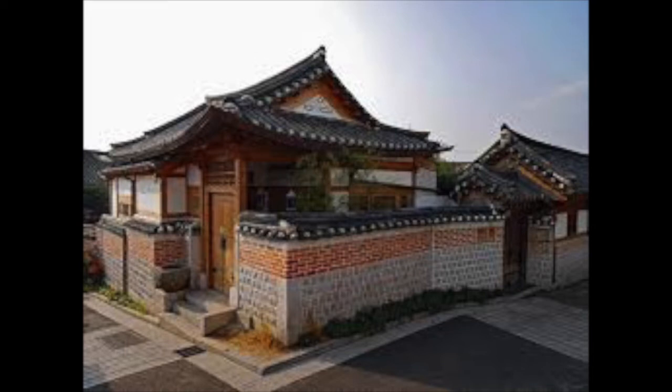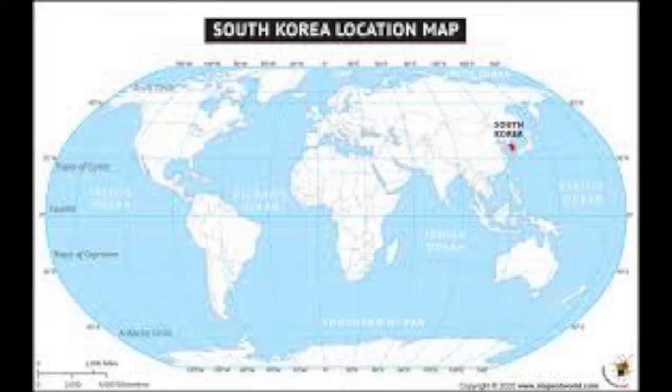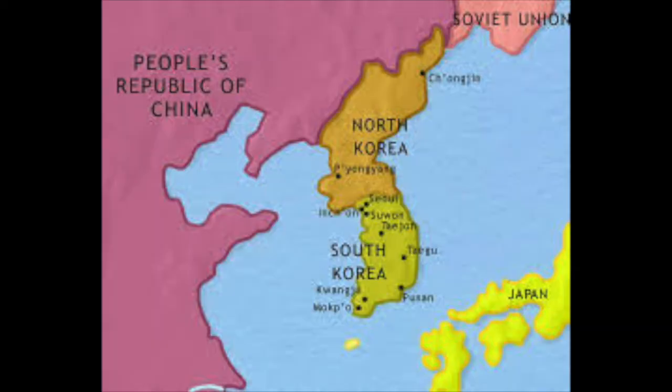Let's take a look at some of these Korean Hanok buildings. When you look at this building, it might be hard to know where Korea is at. So you can see that little red dot? That's where Korea is. Up close, you'll see that it's close to China and Japan.